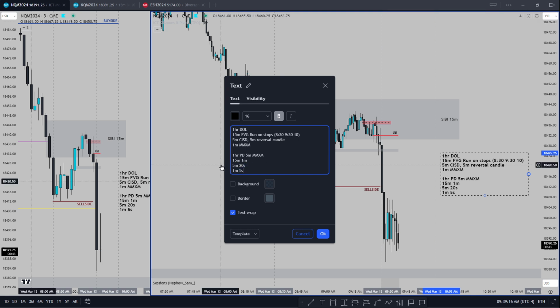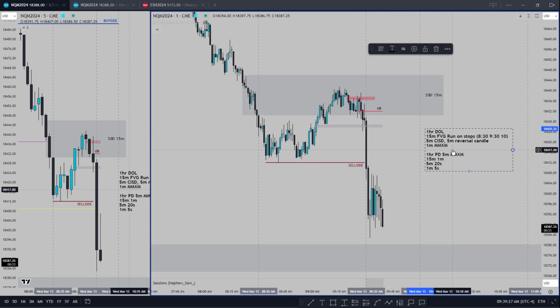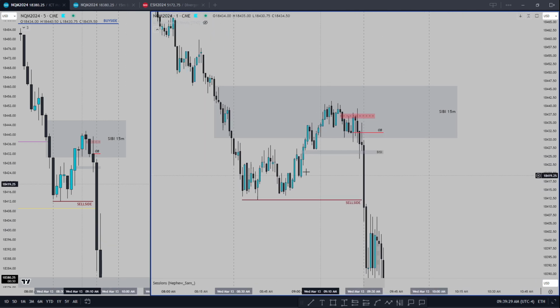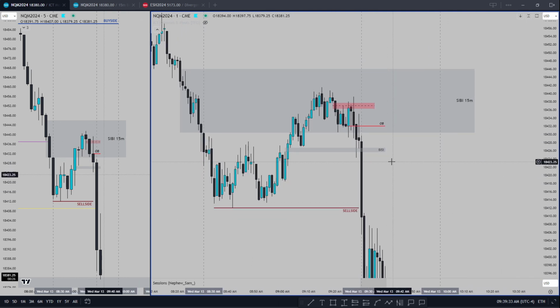Now think about what you can do with these two intraday. You get a 5-minute fair value gap that's ran into, or a 5-minute run on stops. You drop down to a 20-second. There's a market maker model right there waiting for you. Anyways, but fill the gap and then able to trade into here.